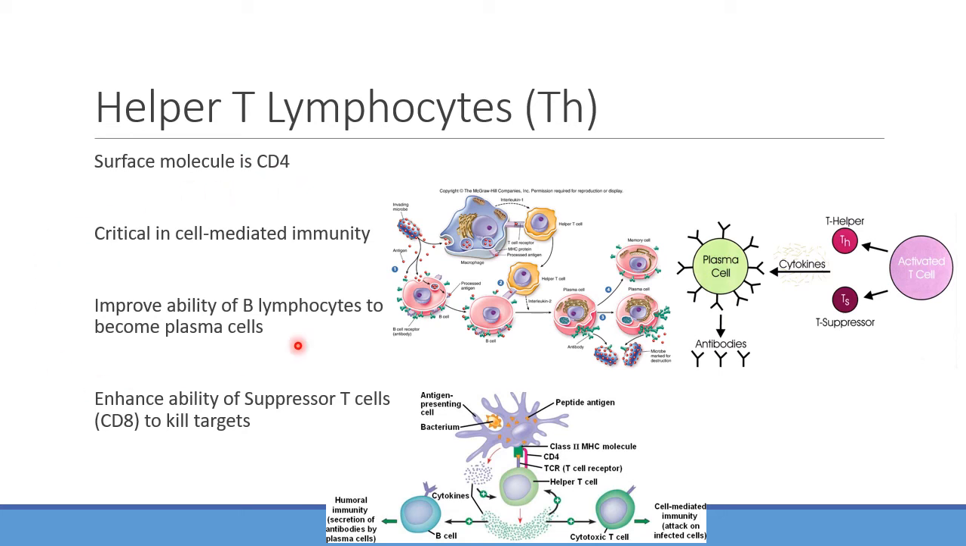So what they're going to do is they actually help improve the ability of the B lymphocytes to become plasma cells. So if you imagine an activated T cell either becoming a T helper or T suppressor cell, we'll see, or T killer cell, having those cytokines being released from the T helper cell can actually cause the plasma cells to release more antibodies. That's one of the primary things you're going to see with that.